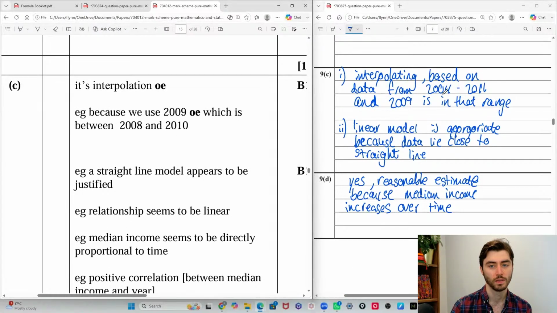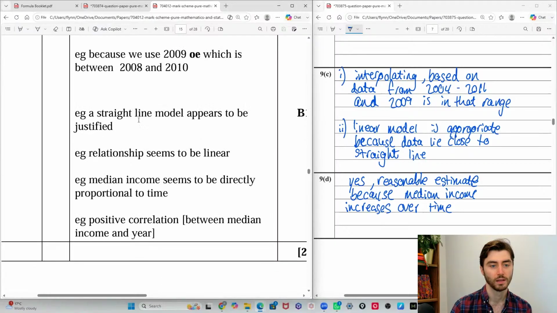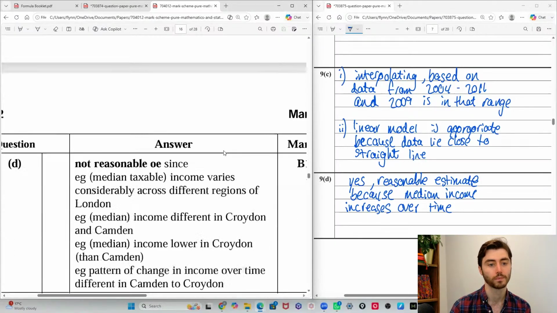Interpolation. This is between that. Straight line appears justified, which is my second point. Cool.